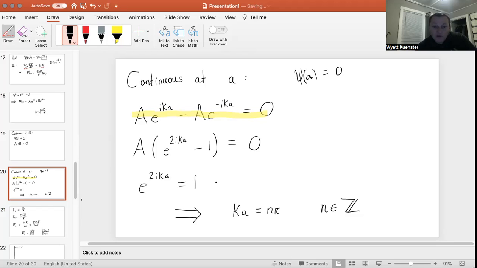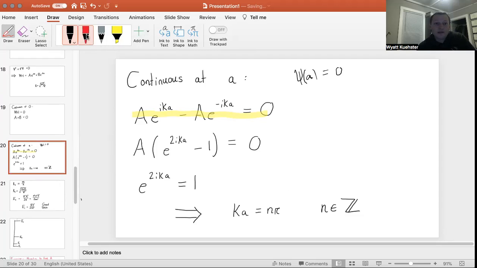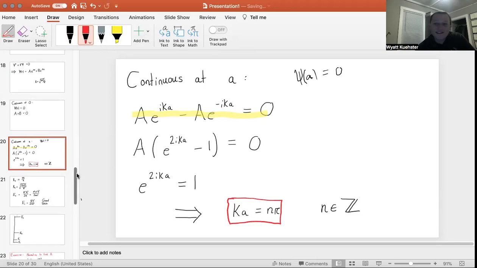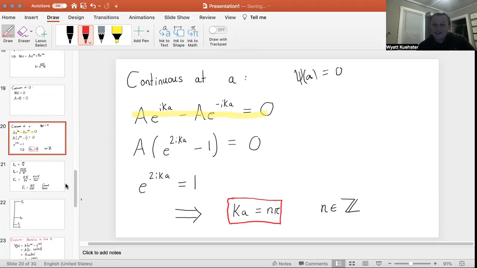And if you remember Euler's formula, that means that ka has to be an integer multiple of pi. I want you to pause for a second here, because this is the super crucial bit of information where we've introduced integers. The quantization gets introduced pretty much whenever you see a little n.